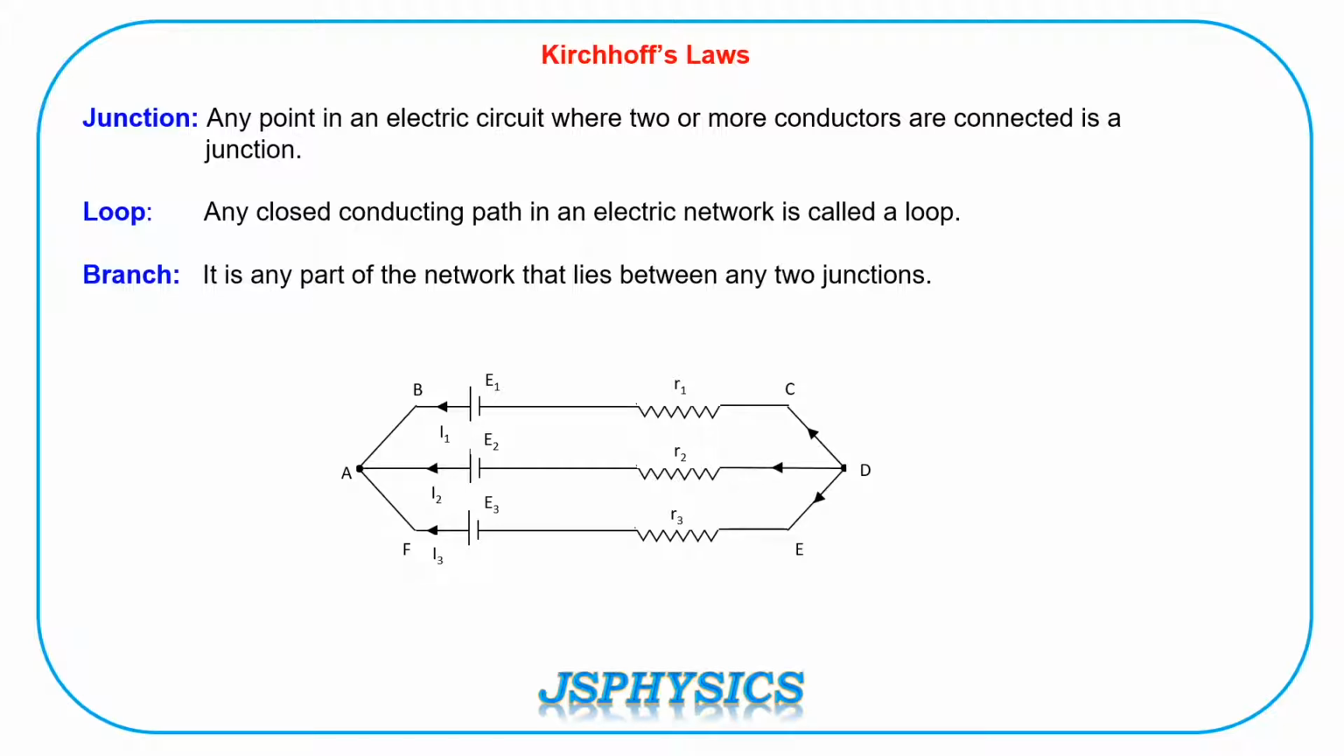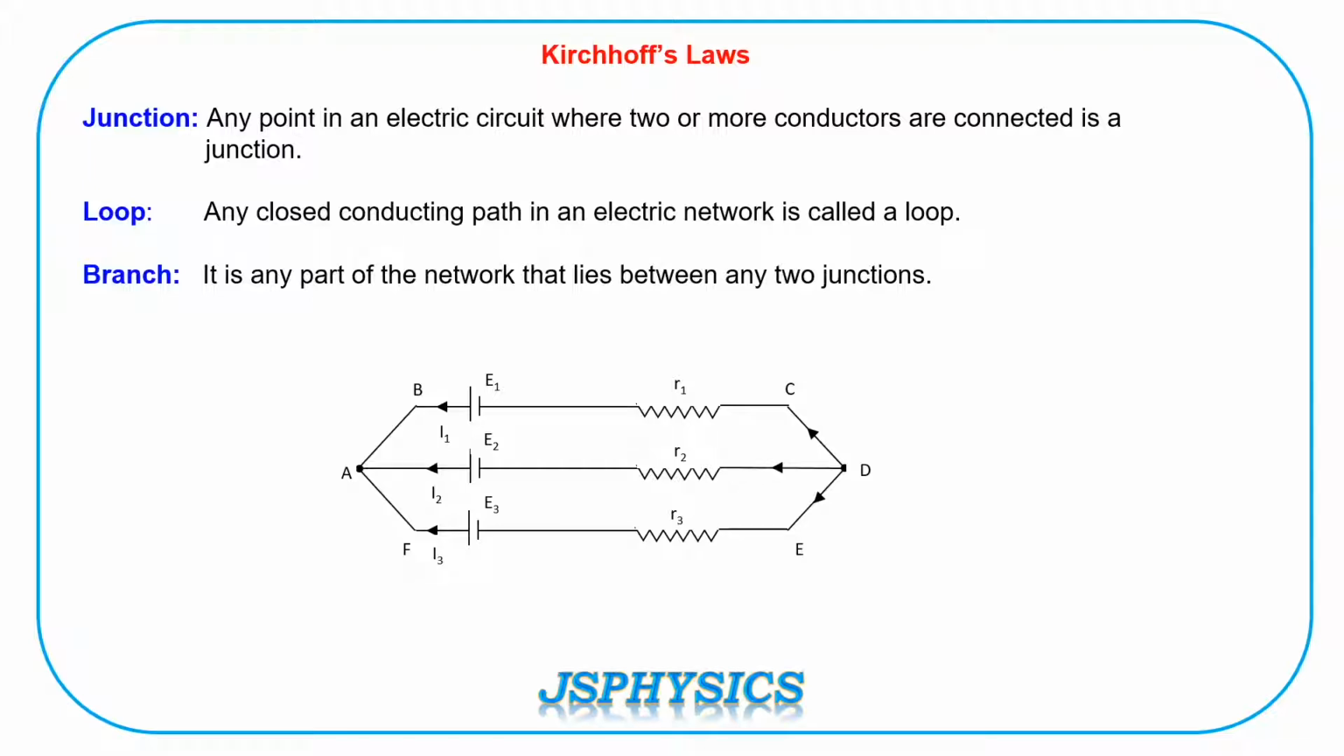Now loop. Here there are basically three closed loops. One is A, B, C, D, A. This is one closed loop. Another is A, D, E, F, A. This is the second closed loop. And third is A, B, C, D, E, F, A. That means from whichever point we start, after moving in a circuit, we have to come back to the same point.